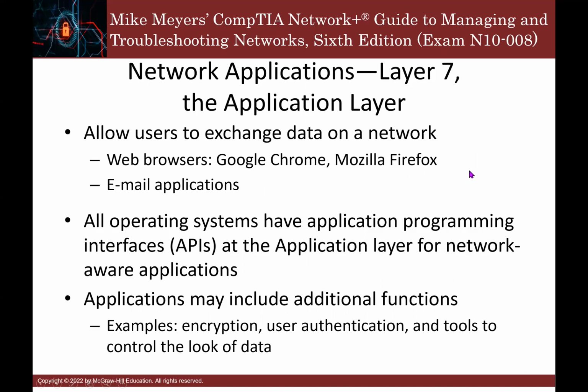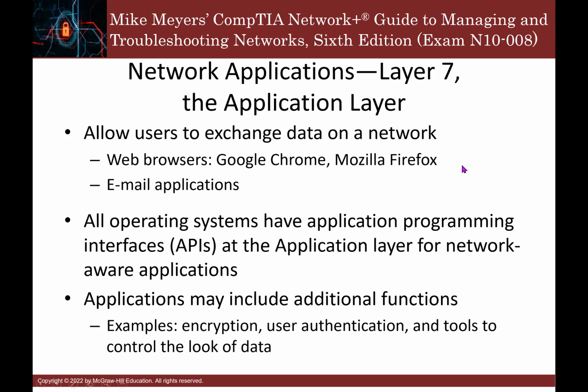And then layer 7, the very top layer, allows users to exchange data on a network. Now, when we say application, we automatically think about our software applications like Microsoft Office and whatever programs you tend to use. But this is not what we're speaking of. It's the web browsers. It's the user interface. So whatever allows the user to actually interface with the network, that is the application layer.